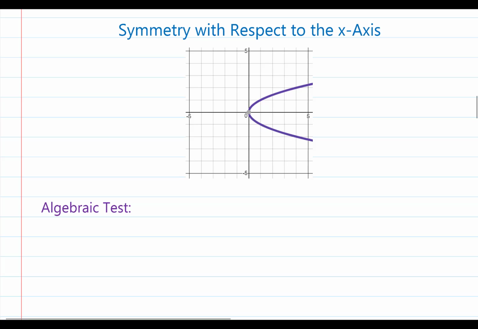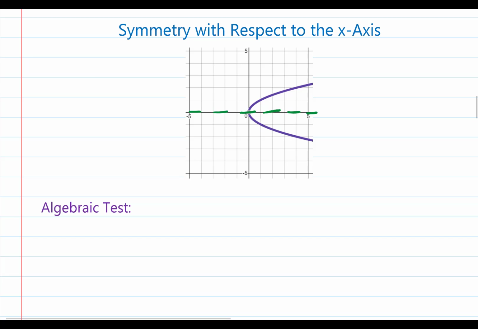Welcome back, mathematicians. In this video, we are going to learn about symmetry with respect to the x-axis. So we have a graph here that is symmetric with respect to the x-axis. And we can tell that because there exists a line of symmetry, which is the x-axis, and this line of symmetry cuts the graph into two equal halves.